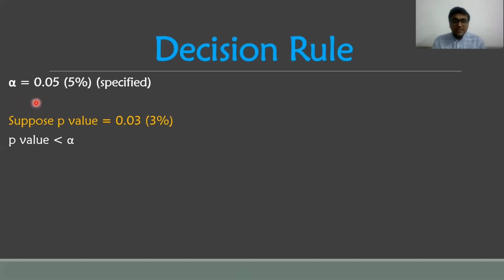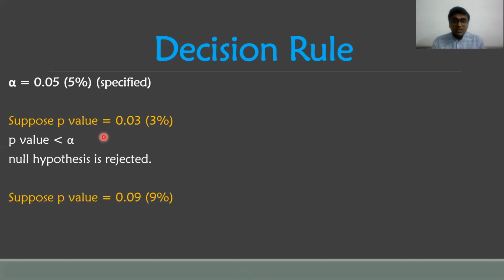Now if we can reject the null hypothesis at 0.05 or 5%, it is obvious that we can reject the null hypothesis at 3% or any value which is less than alpha. So when p-value is less than alpha, we reject the null hypothesis.